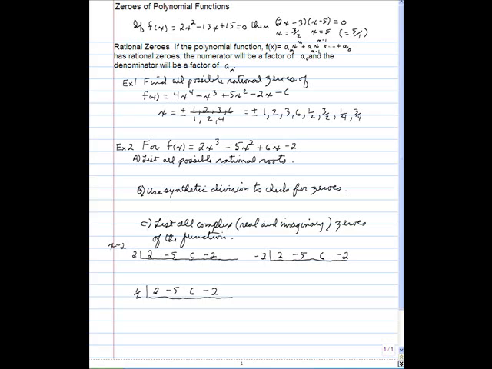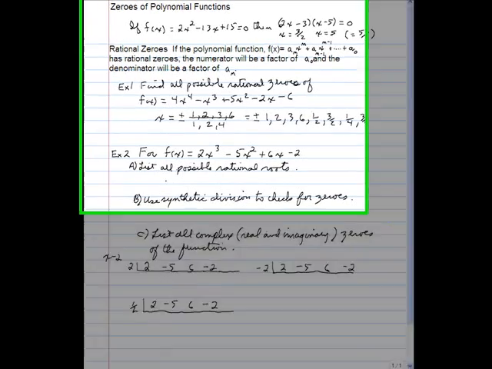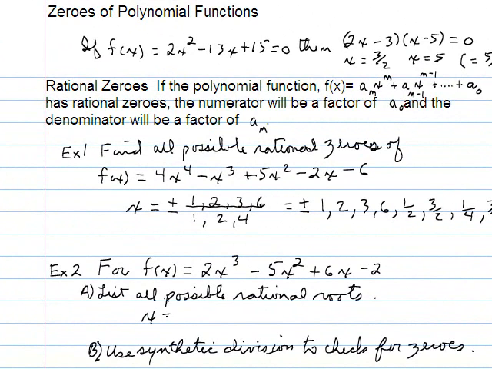The first thing it says is list all possible rational roots. Okay, so I want to list x is equal to positive or negative, and for my numerator I want all the factors of the last coefficient. Well, the last coefficient's 2, so its only factors are 1 and 2. And I want to put that over all the factors of the first coefficient.